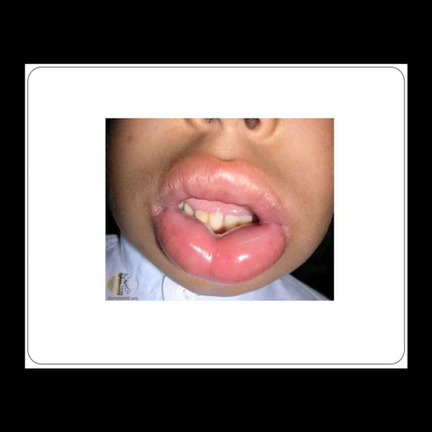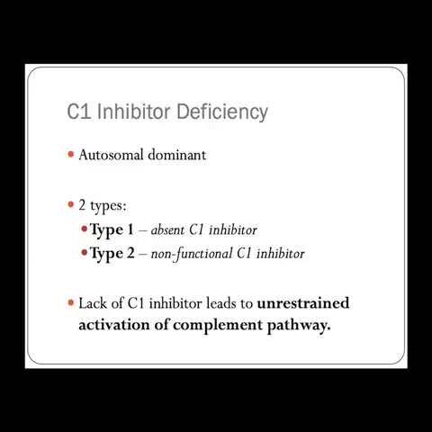However, it is a very important feature in C1 inhibitor deficiency, which is an autosomal dominant condition which is fairly rare. There are two types of this condition. In type 1, there is no C1 inhibitor at all. In type 2, the C1 inhibitor is non-functional. The lack of C1 inhibitor leads to unrestrained activation of the complement pathway, leading to C4 depletion and C3 depletion, and this explains why C1 inhibitor patients have low C4, C3. It also results in activation of kinin pathways, leading to increased levels of bradykinin and hence tissue swelling.